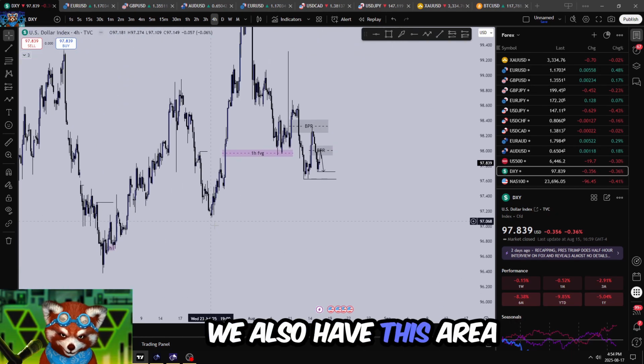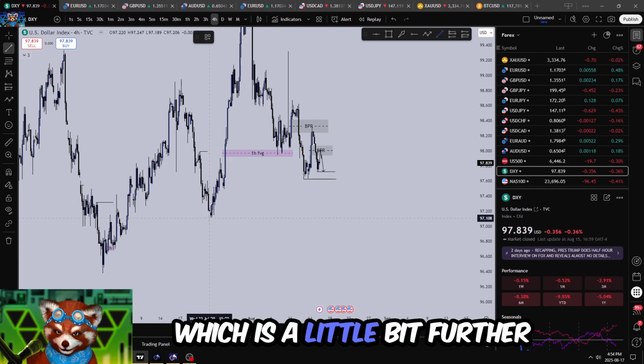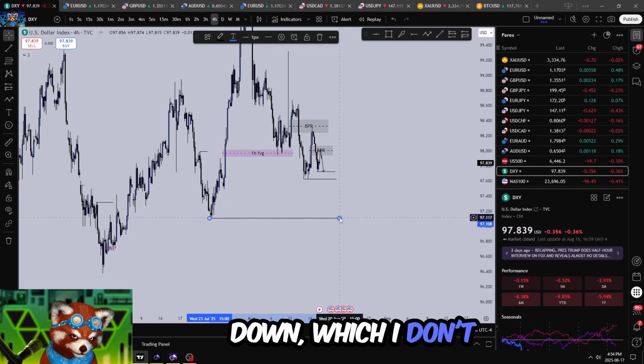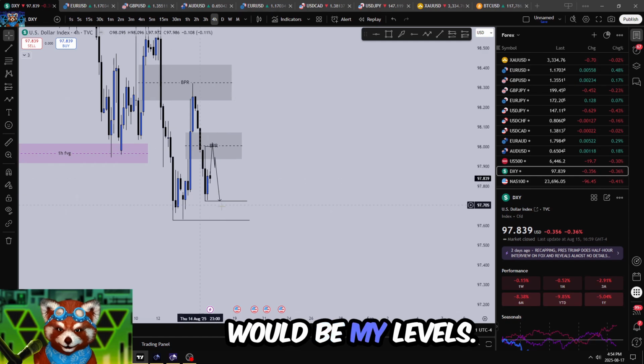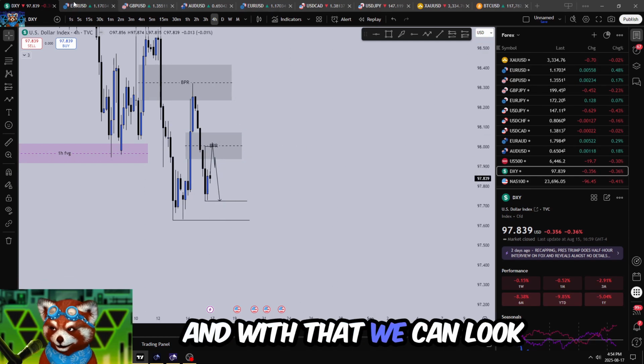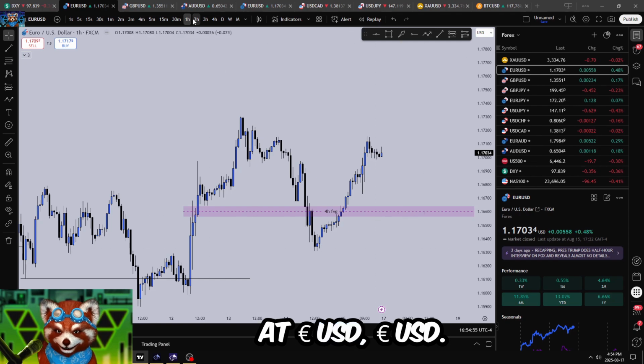We also have this area, which is a little bit further down, which I don't think it's going to reach. So these 2 areas would be my levels. And with that, we can look at Euro USD.